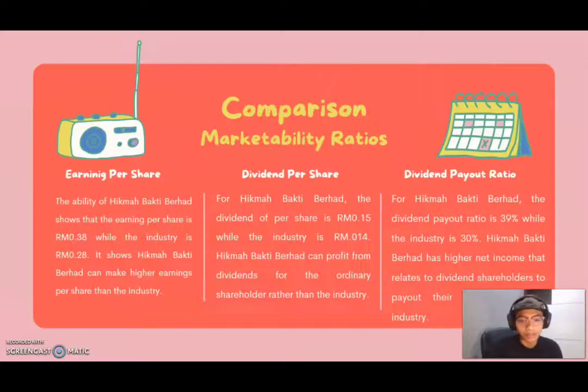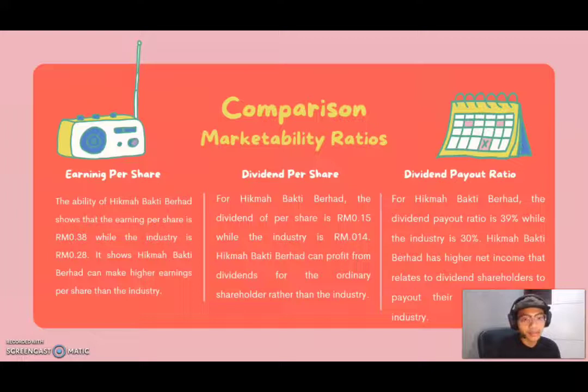For the second one, dividend per share for Hikmah Bati Berhad, the dividend per share is 0.15 ringgit Malaysia, while the industry is 0.14 ringgit Malaysia. Hikmah Bati Berhad can profit from dividends for the ordinary shareholder more than the industry.